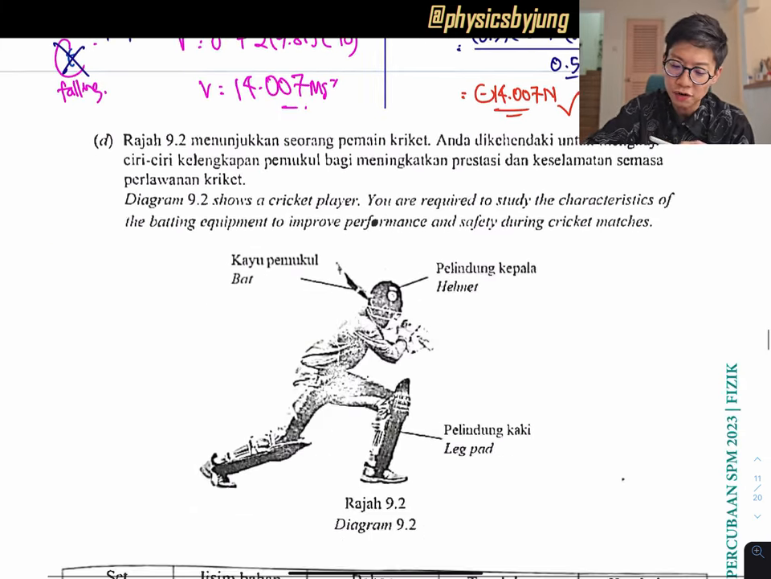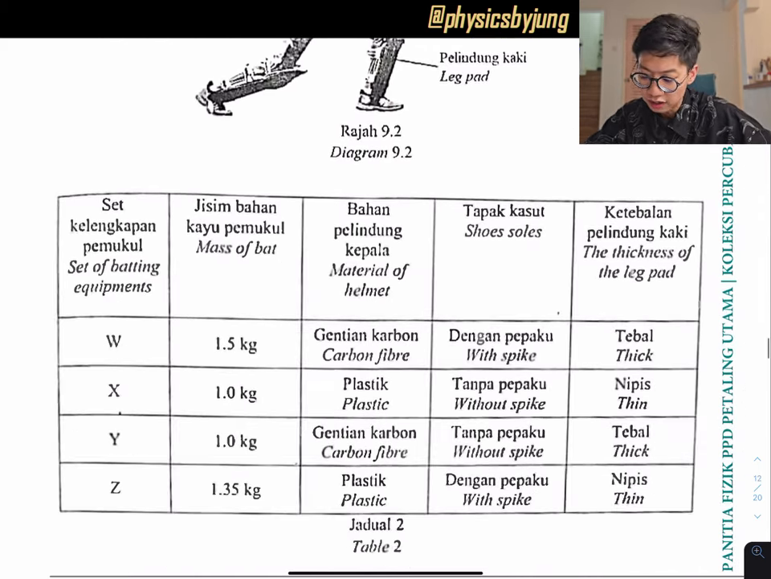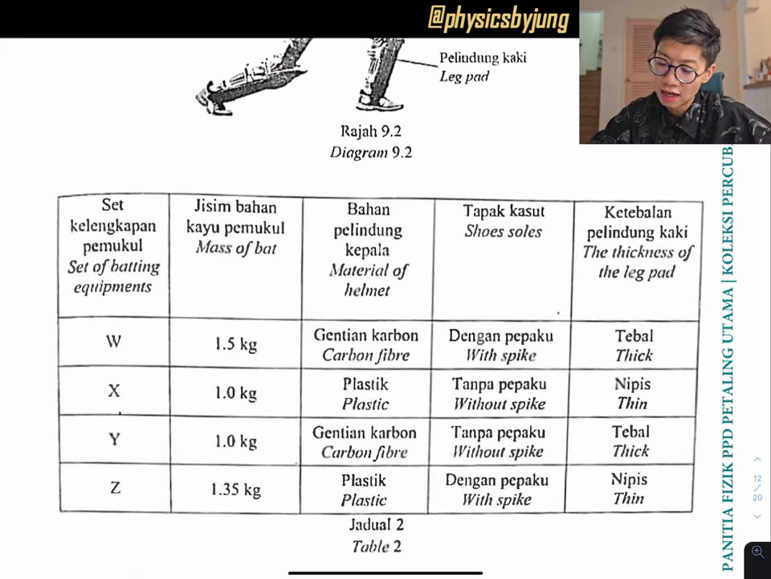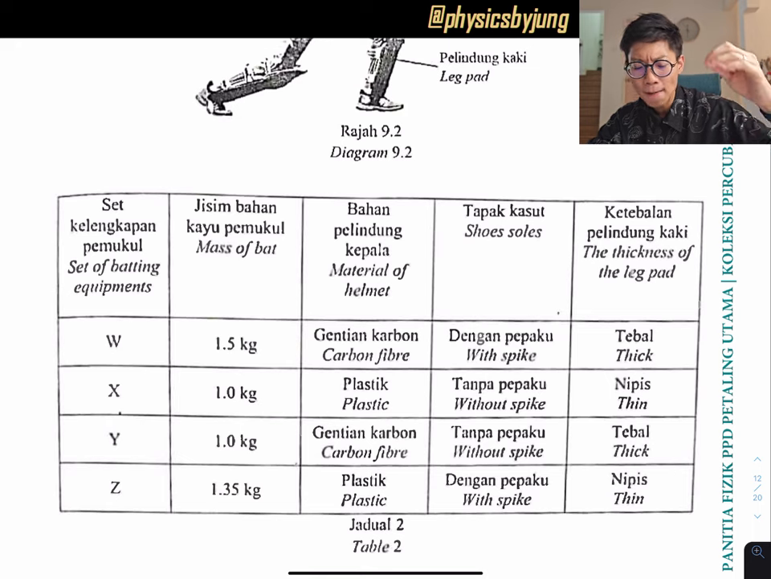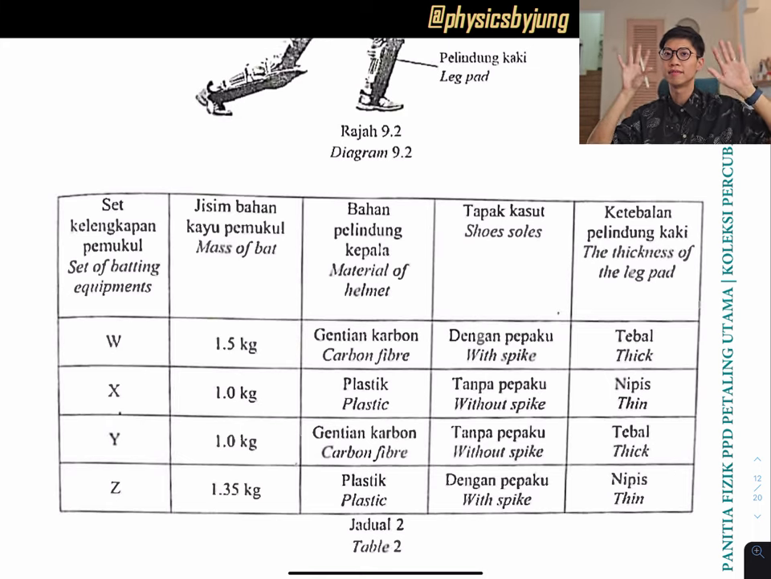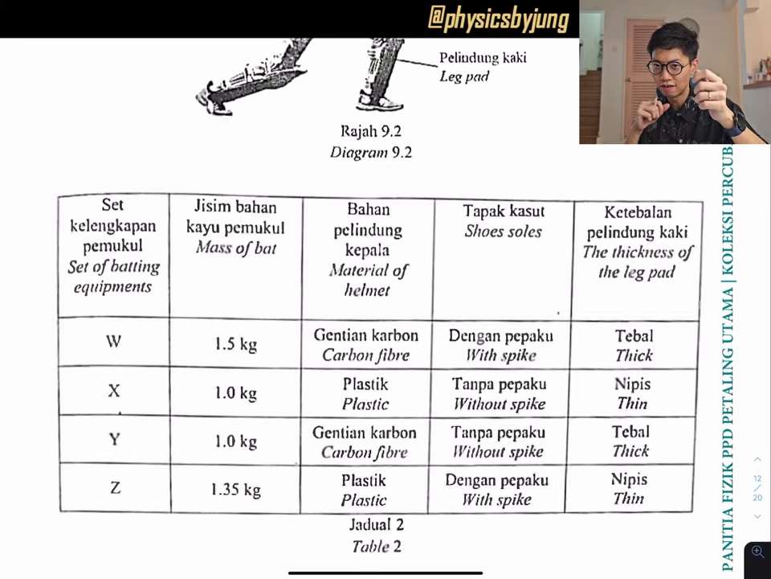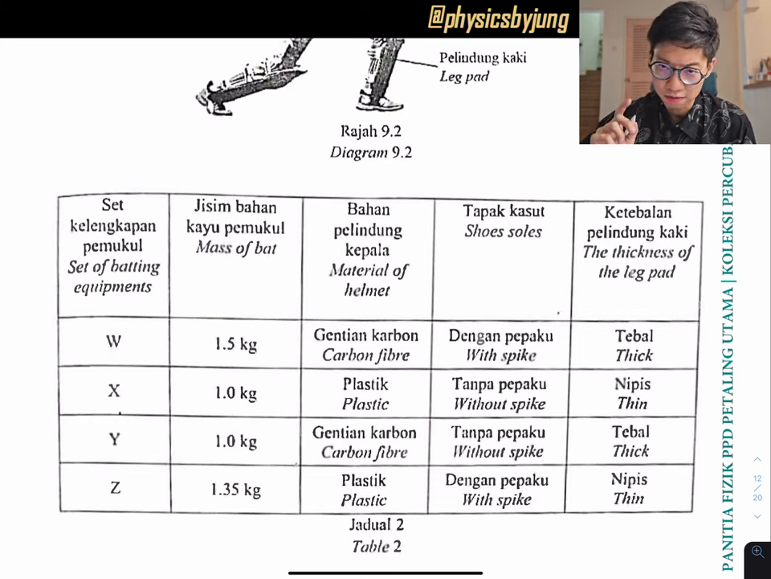Now we're going to look at the essay question here. A cricket player. When you look at this question, it is worth mentioning because I'm going to give you 10 seconds to choose which is the better batting equipment. So I give you 10 seconds. 10, 9, 8. If you need more time, you can pause the video. Make sure you try to find out yourself, because this is a very tricky question. Okay, let me tell you the answer now.